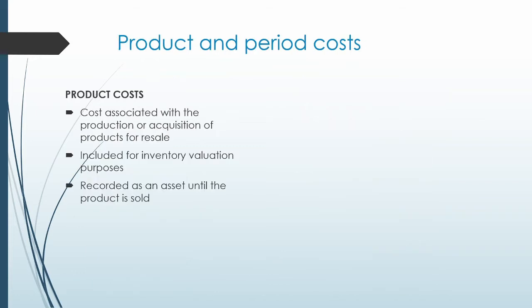Next, we have product and period costs. Product costs are those costs that are associated with the production or acquisition of products for resale. So, from our previous slide, all manufacturing costs would be classified as product costs. These costs are included in the valuation of inventory and are recorded as an asset, being inventory, until that product is sold. Once that product is sold, its value is expensed through cost of sales. You should be familiar with this idea from the matching principle in financial accounting.